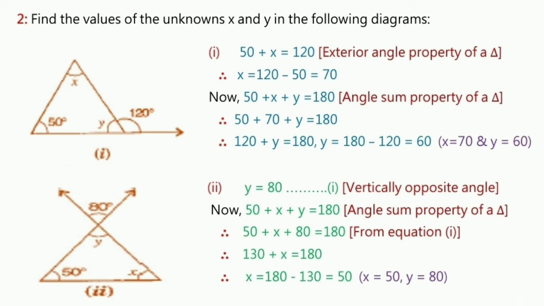Now, 50 plus x plus y is equal to 180. It is the angle sum property of a triangle. Therefore, 50 plus x plus 80 is equal to 180, from equation 1. Therefore, 130 plus x is equal to 180. Therefore, x is equal to 180 minus 130, which is 50. Therefore, x is equal to 50 and y is equal to 80. This is the final answer. Is it clear, everyone? Very good.